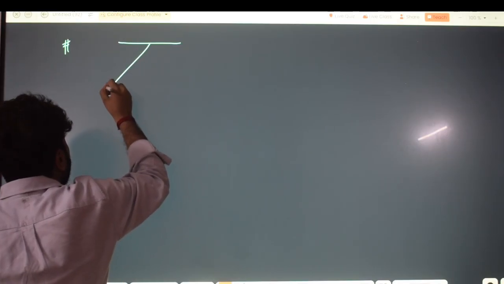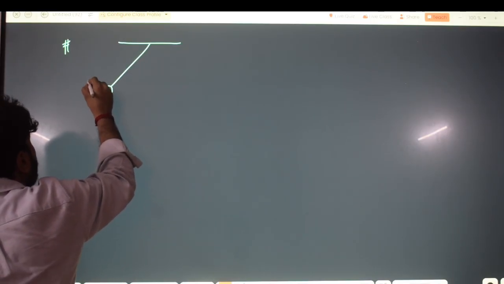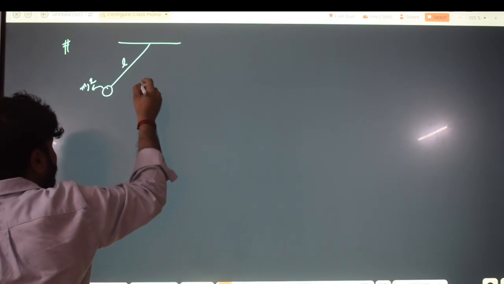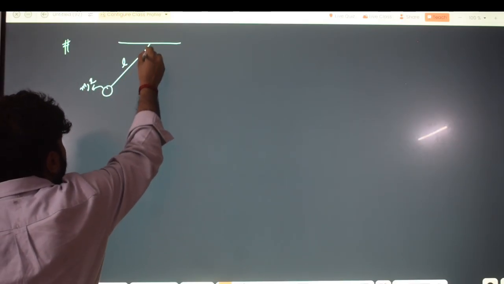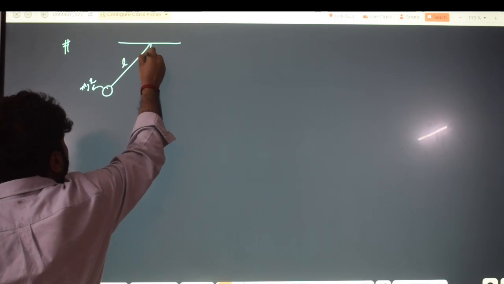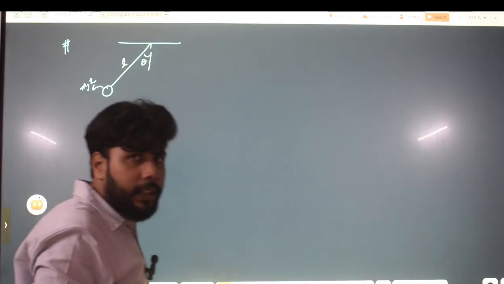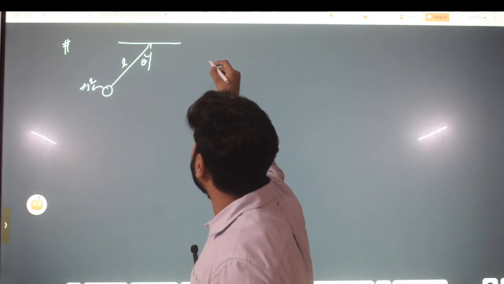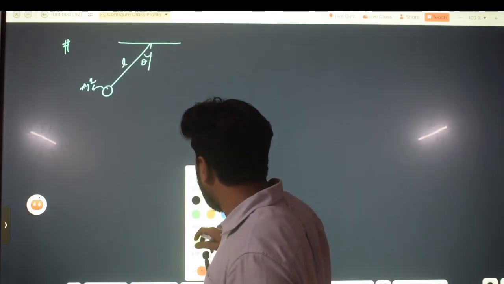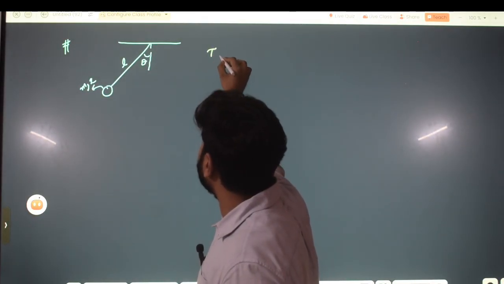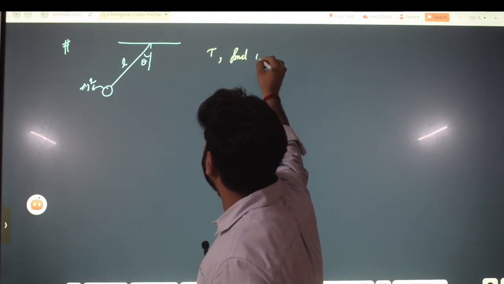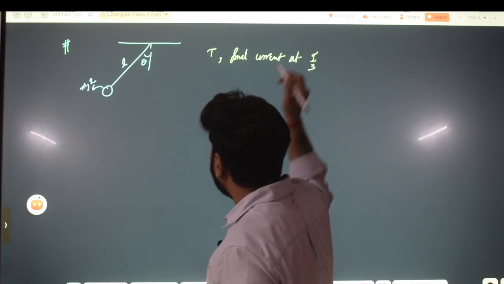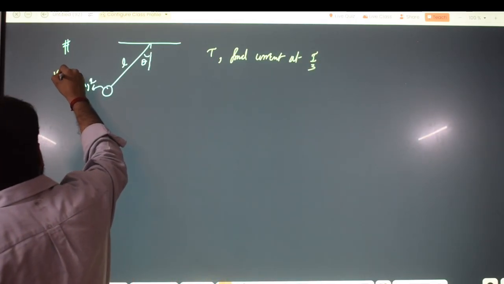Right. Another way, I'm going to give you this as a hammer. You can imagine a pendulum of mass m and charge q. Let the length be L, and imagine that you are moving it at an angle of theta. Try to find the time period, and let's say the time period of oscillation is T. Find the current at T over 3. You can take it as homework.